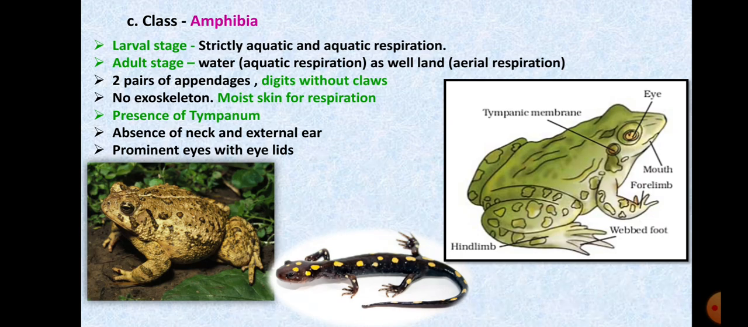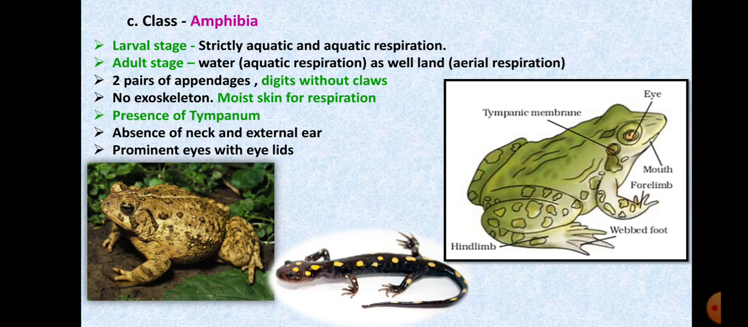Their skin is very moist. The frog's skin is very moist for easy respiration, whereas the skin of the toads, the first picture in brown color that you can see, is very rough and dry. Presence of tympanum: the tympanic membrane that you can see on the frog on the screen is basically the eardrum. In humans we have the eardrum inside and we have an external ear, right? These amphibians do not show presence of external ear, they directly have the tympanic membrane.